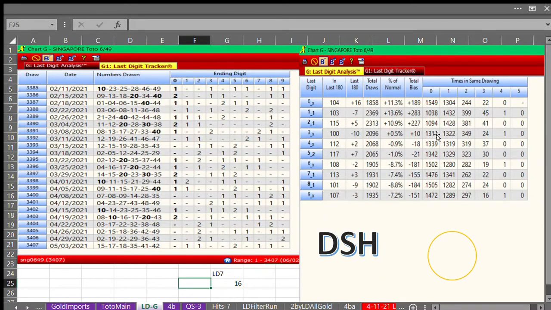Now this chart here tells you percent of normal, and it's a little complicated, and I don't really understand it very well, so I'm just going to skip it. So I'm going to go back to, where are we going to go? We're going back to the filter that I ran, and I'll come back and look at this last digit 7.